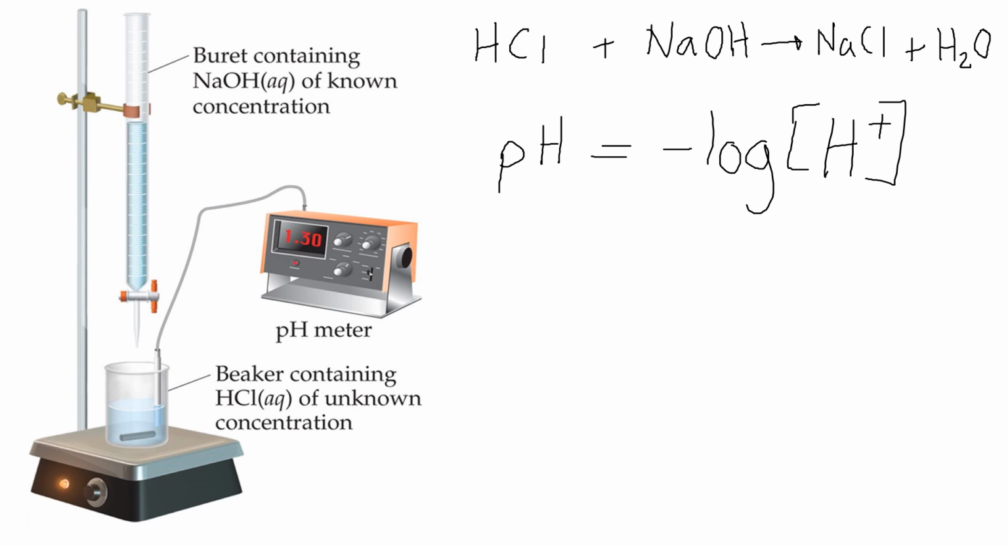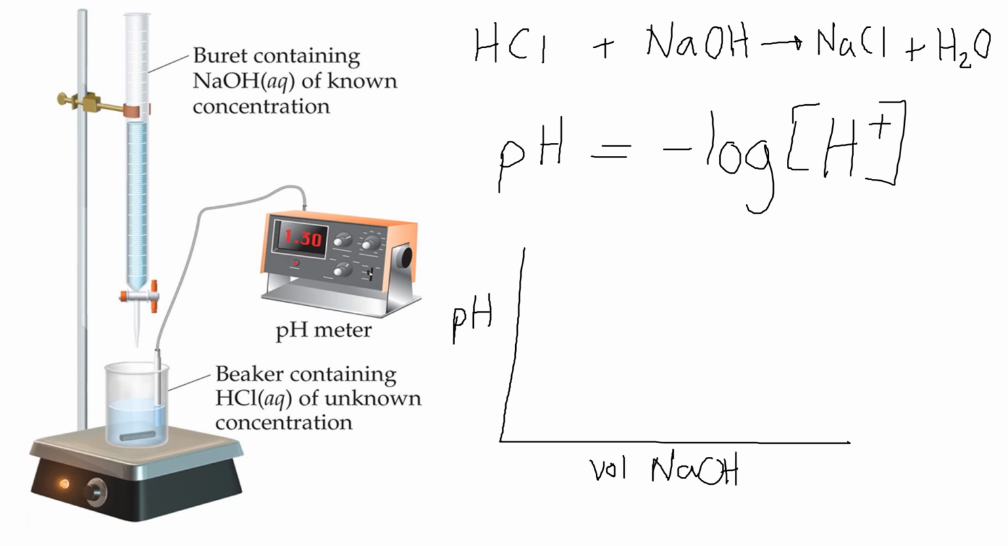So how you do this practically is you take a beaker containing, say, your acid, and you put your pH meter in it and you'll get a reading. And then you have a burette and you add some sodium hydroxide, perhaps 1 ml at a time, give it a good swirl and record your new pH. And you repeat that, and what you'll end up with is a graph of pH on the y-axis and volume of NaOH added in milliliters on the x-axis.